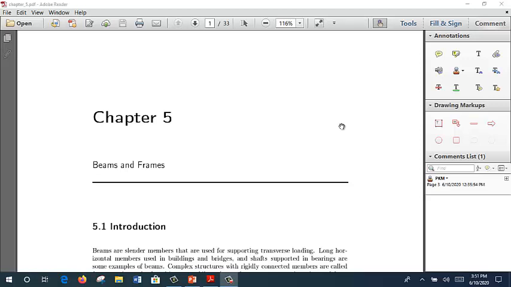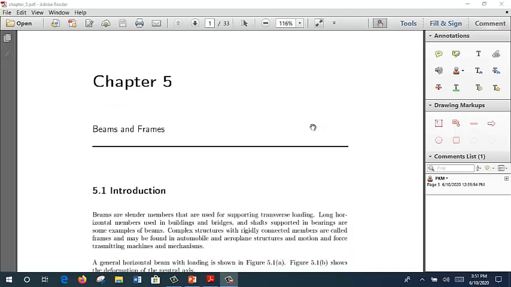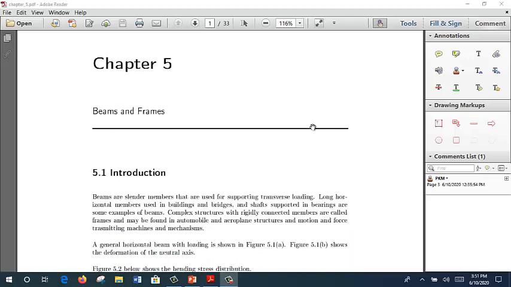Today we're going to continue our lesson in chapter 5, which is about beams and frames. Previously we talked about trusses in chapter 4, if you still remember. Okay, let's go to the introduction.